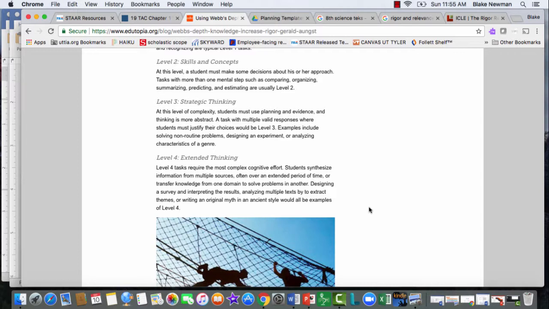most kids can do this, but you've got to go through the processes and make sure that they can do the level 1, the level 2, the level 3, and that is what your pre-assessment is for. Level 4, extended thinking. So level 4 tasks require the most complex cognitive effort.